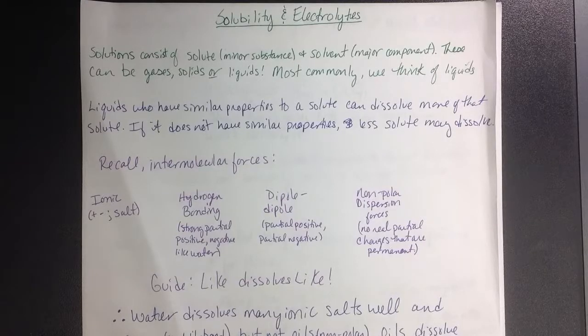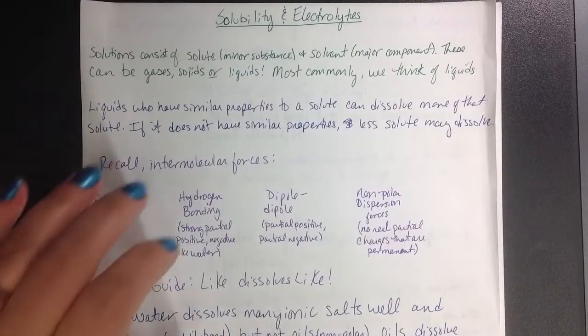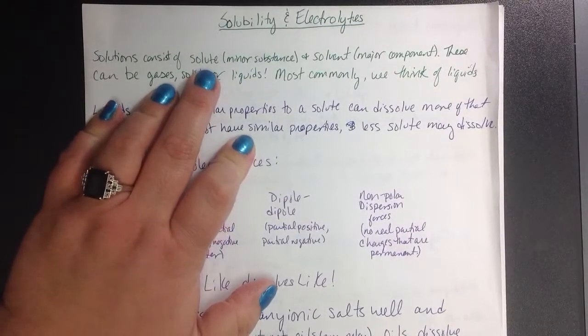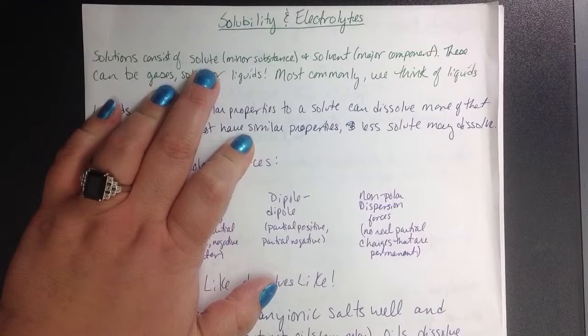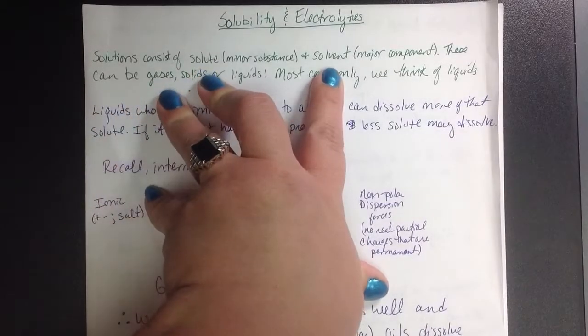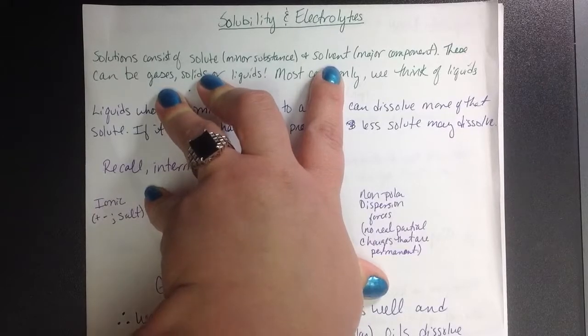So first we need to define what a solution is. A solution can actually be in gas, liquid, or solid phase. And we have two things that comprise that solution. The first is the solute. That's the thing that's of a minor composition of the whole solution. And then there's the major composition, and that is the solvent.